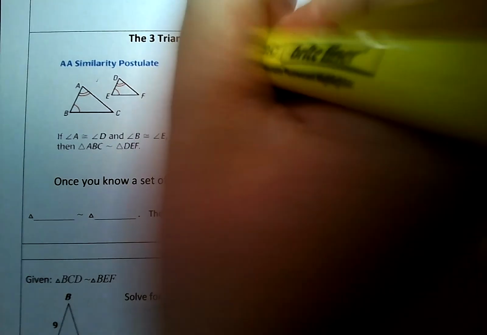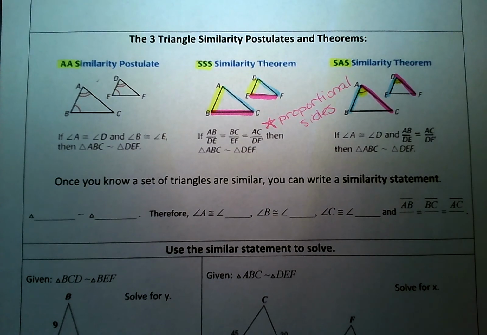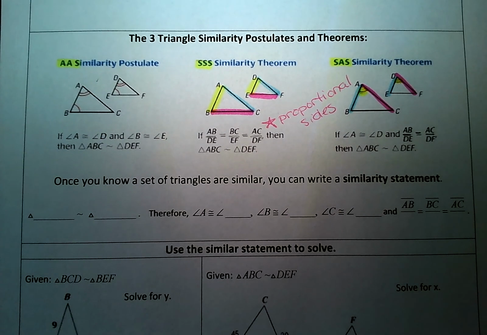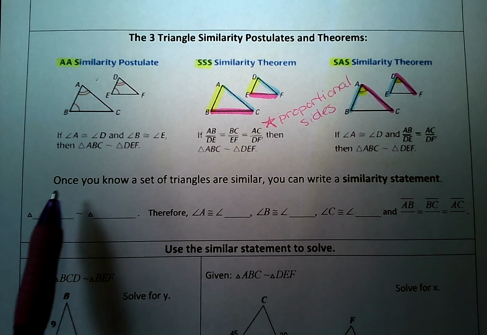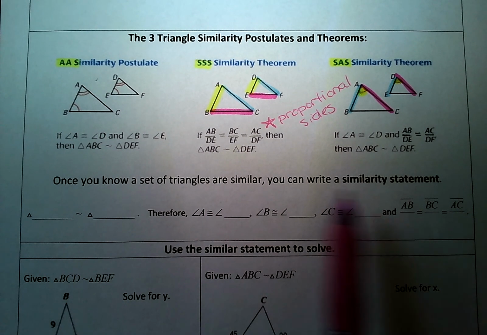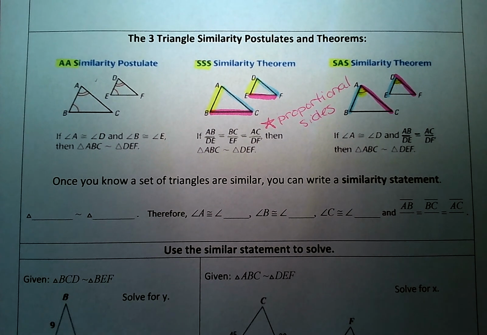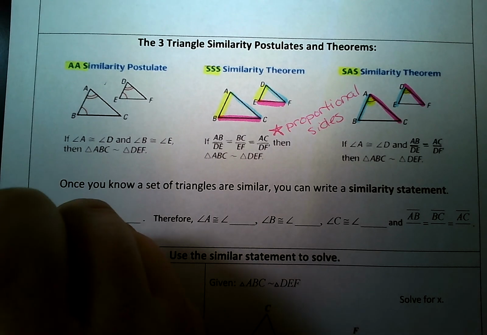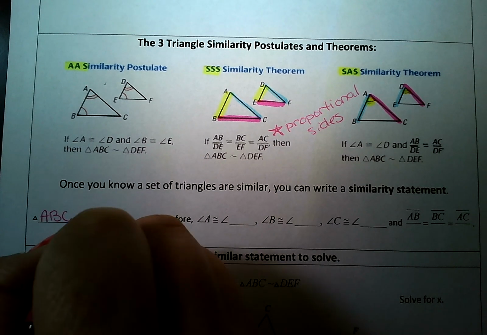So here's our 3 postulates and theorem involving triangle similarity. We can work this very similar to triangle congruence. We can look at a similarity statement. Once you know a set of triangles are similar, you can write a similarity statement. Let's go with triangle ABC and XYZ.